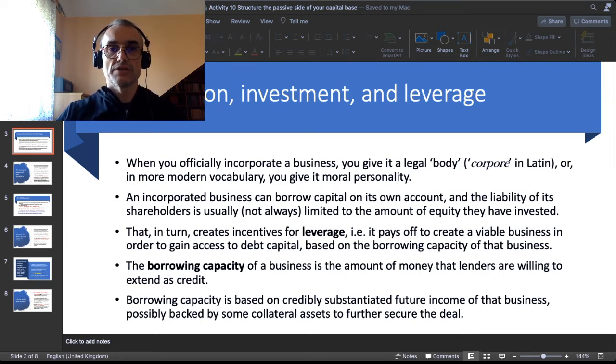The borrowing capacity of a business is essentially the money that lenders are willing to extend as credit. And the borrowing capacity in business cases is based on credibly substantiated future income of that business, possibly backed by some collateral assets that can further secure the deal.